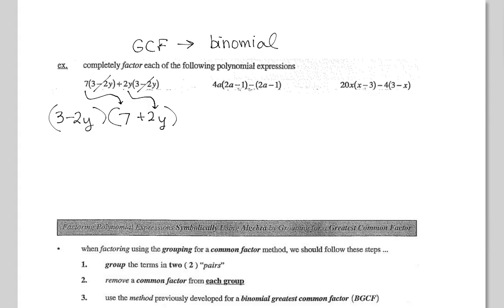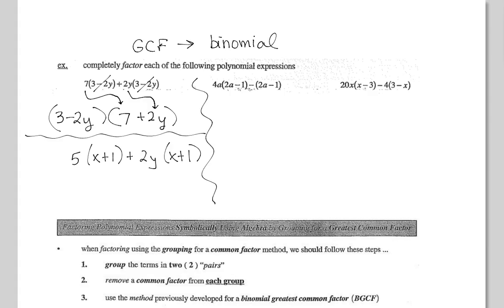Now these next 2 are special cases of this process. I'm just going to give you guys one more to practice before we move on. So just write this one down. Look at this expression. What do they have in common? Just the x plus 1. Factor x plus 1 out, which means divide it out. What would be left? A 5 and a 2y.